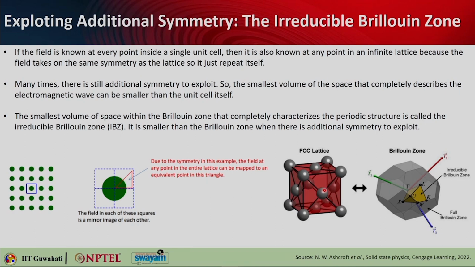Okay. Similarly, in the FCC lattice, we have seen this is the Brillouin zone, which is an octahedral shape with 14 sides. In between, if you identify this region, which is the smallest volume of space within the Brillouin zone that completely characterizes the periodic structure, it is called the irreducible Brillouin zone. So you cannot further reduce your Brillouin zone. This is the minimum portion of the Brillouin zone that is required to give you the overall property of the Brillouin zone, and that is why it is called the irreducible Brillouin zone.